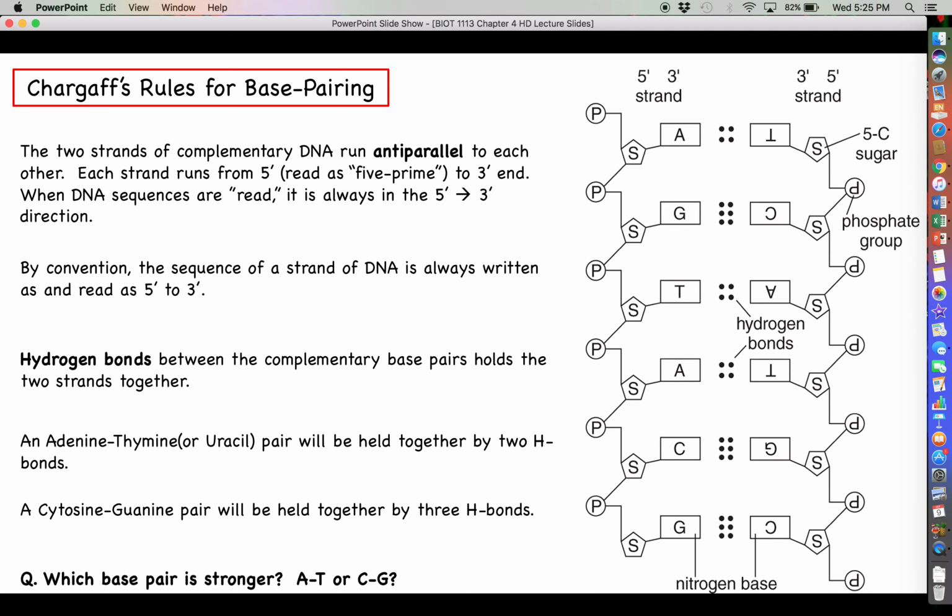So if we use our heads here, which base pairs should be stronger, adenine-thymine or cytosine-guanine? Well, if you say cytosine-guanine, you are absolutely correct. 3 hydrogen bonds should be stronger than 2 hydrogen bonds. It should be 50% stronger. So therefore, a DNA molecule that has a lot of cytosine and guanine should be held together more tightly than a DNA molecule that has a bunch of adenine and thymine.